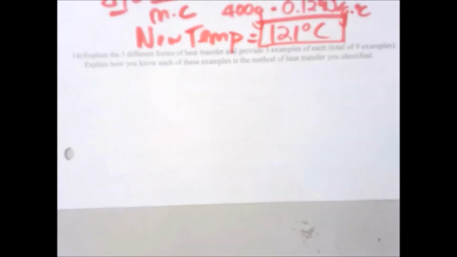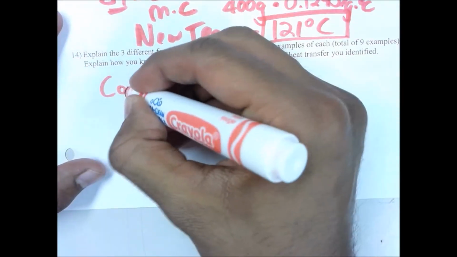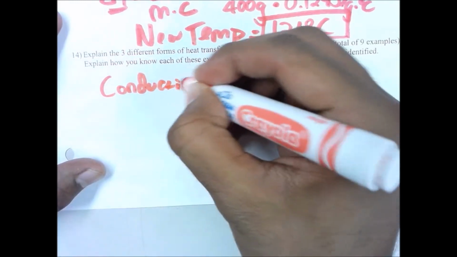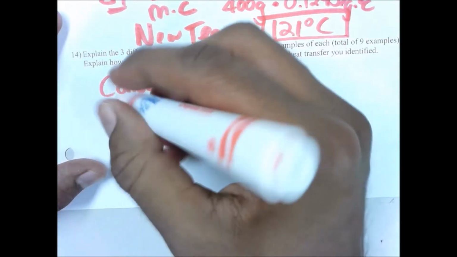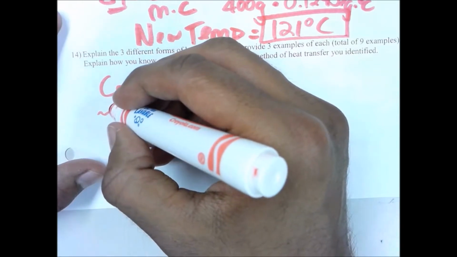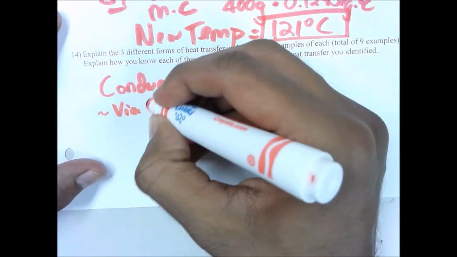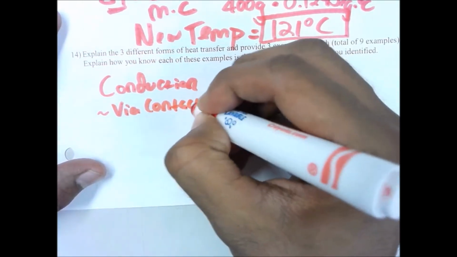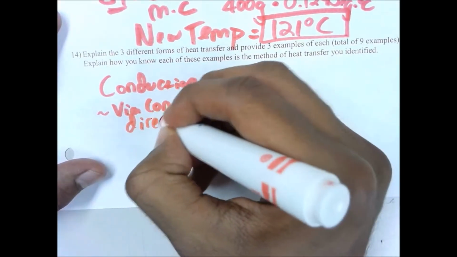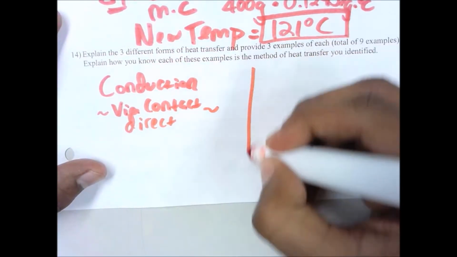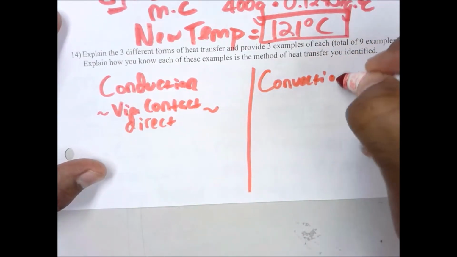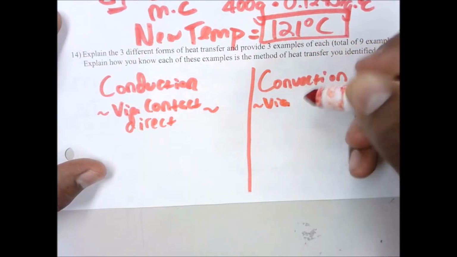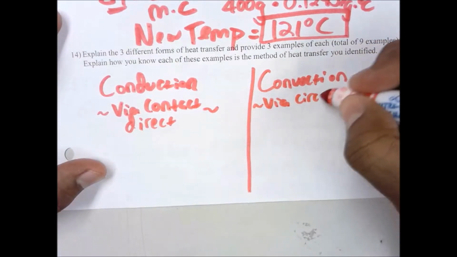So, start with conduction. This is via contact. Direct contact between two objects. Convection via circulation through liquid or air.